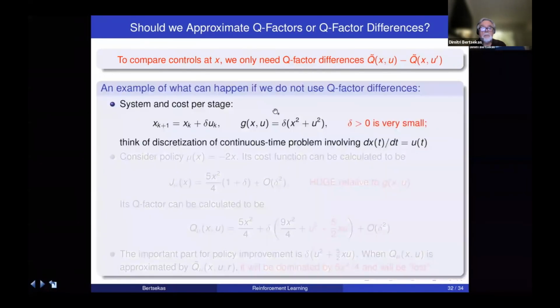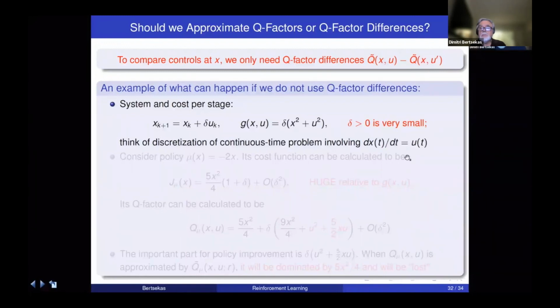Okay, here's an example that's kind of discouraging and points to the need for some remedy. Consider a system that has this form. It's a scalar system. Delta is a very small positive parameter. Think of this system as a discretization of this continuous time system, x dot equals u. We went through this system in the context of the oversimplified adaptive control, the cruise control problem. And let's take a quadratic cost function.